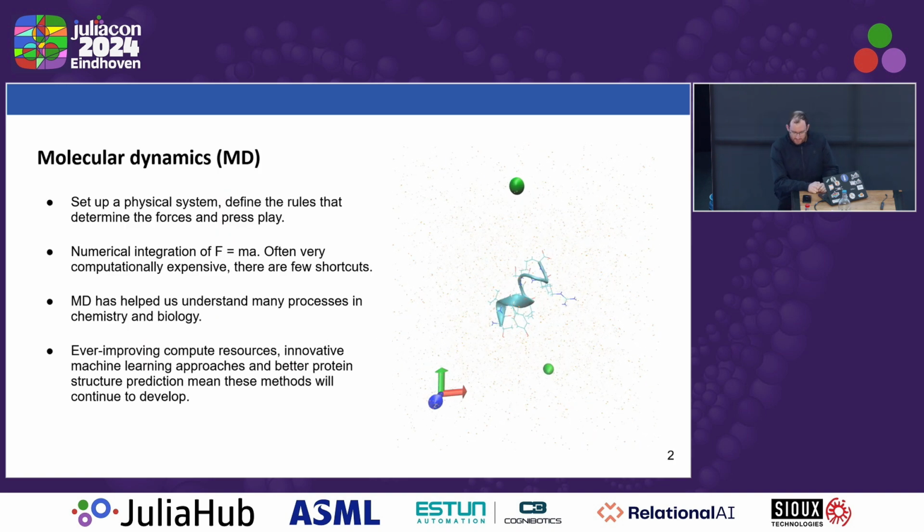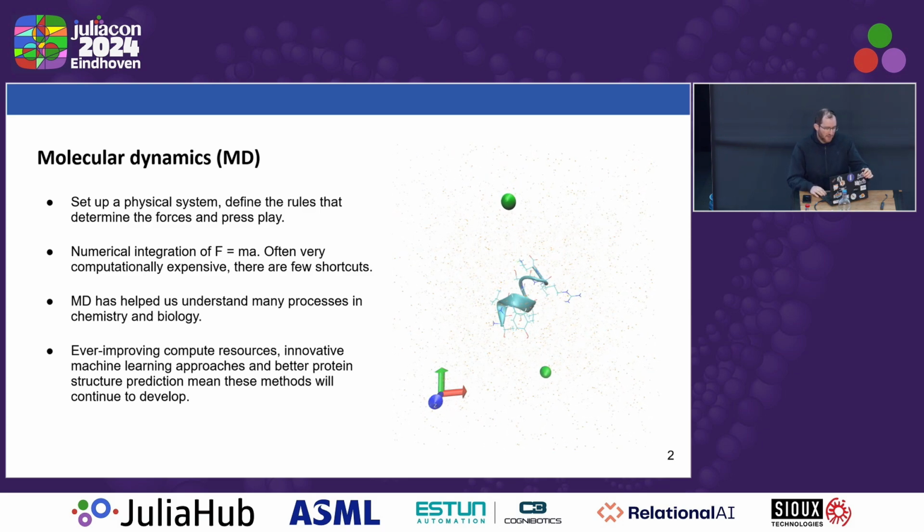So what is molecular dynamics? Well, you basically set up a physical system, which means you place the atoms in space somehow on your computer. You define the rules of how the atoms interact, and then you press play, basically. And pressing play means that you do numerical integration using Newton's second law of motion, F equals ma. And this is often very computationally expensive because you have to do one step after the other. There's really not very many shortcuts.